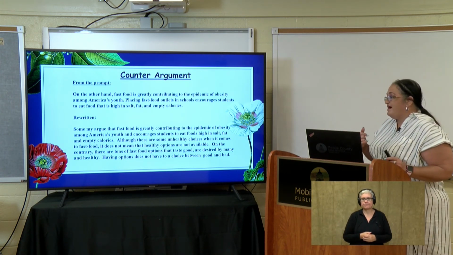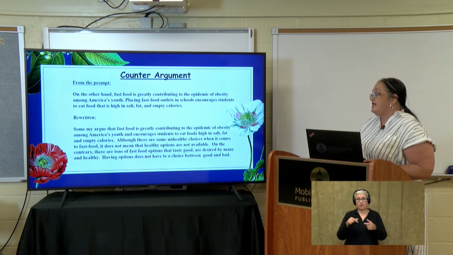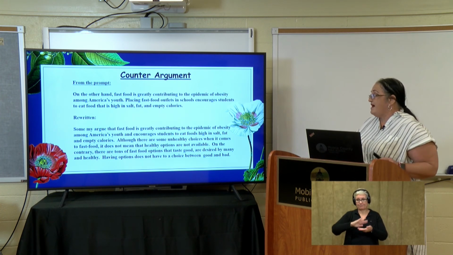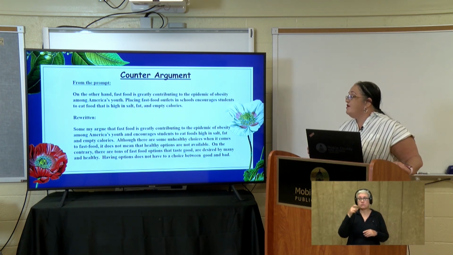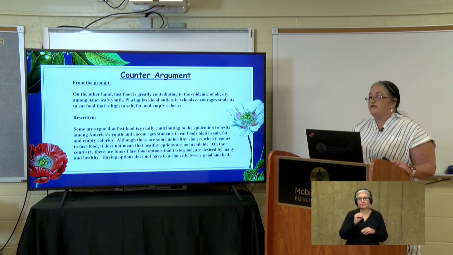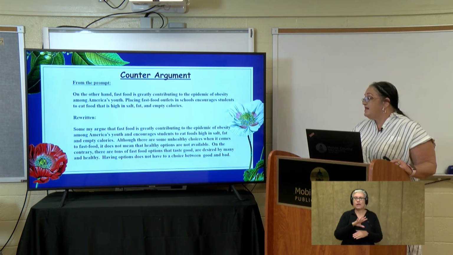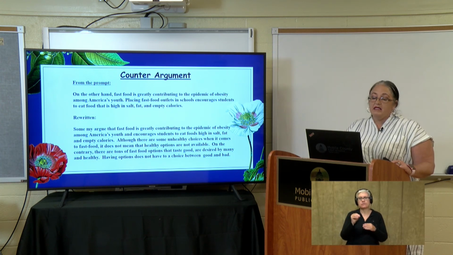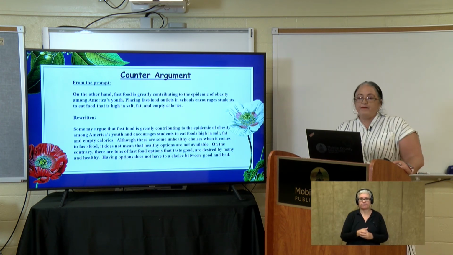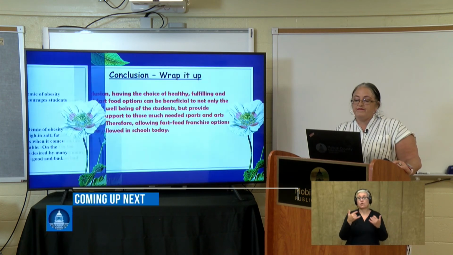Some may argue that fast food is greatly contributing to the epidemic of obesity among America's youth and encourages students to eat foods high in fat, salt, and empty calories. Although there are some unhealthy choices when it comes to fast food, it does not mean that healthy options are not available. On the contrary, there are tons of fast food options that taste good, are desired by many and healthy. Having options does not have to be a choice between good and bad. All right, so that is our counter argument. We have pulled that argument's power, and therefore they have nothing left to argue.